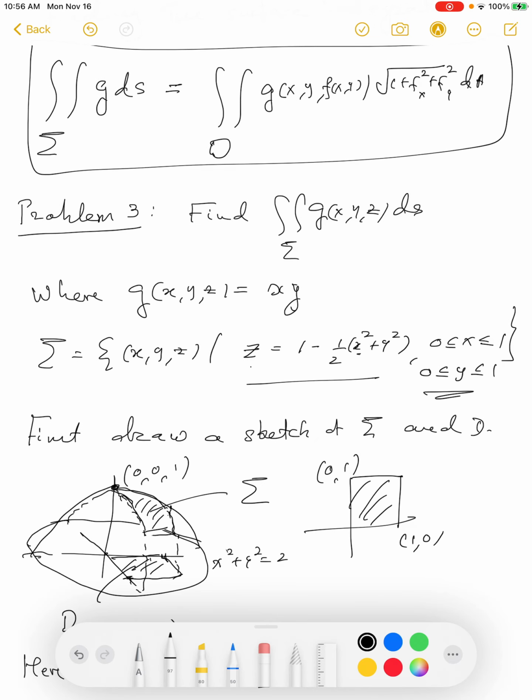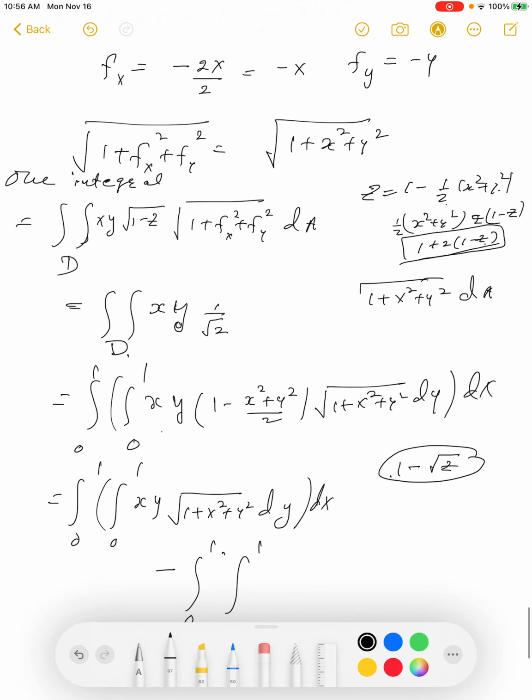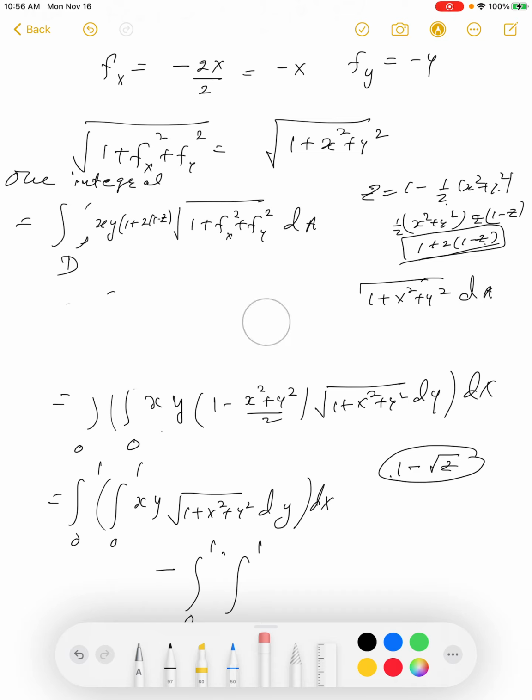1 plus 2 times 1 minus z. So if I take that as my function, then here I will have to replace this function by x y into bracket 1 plus 2 times 1 minus z, and so let me clean up the rest.